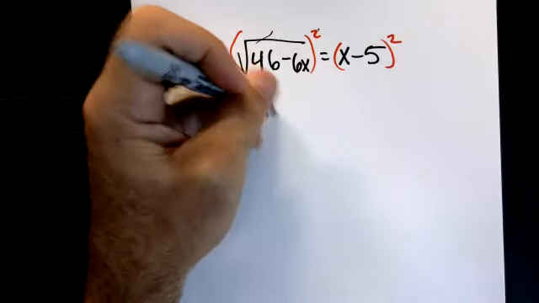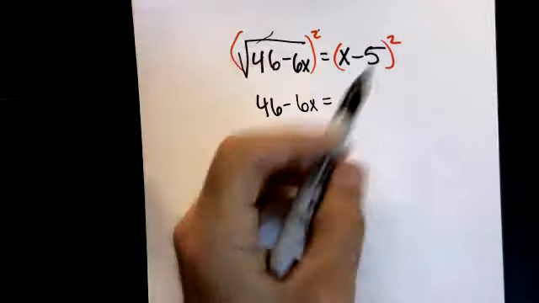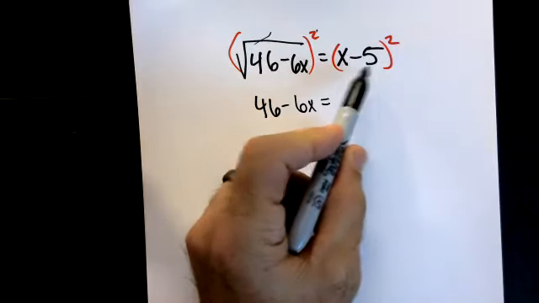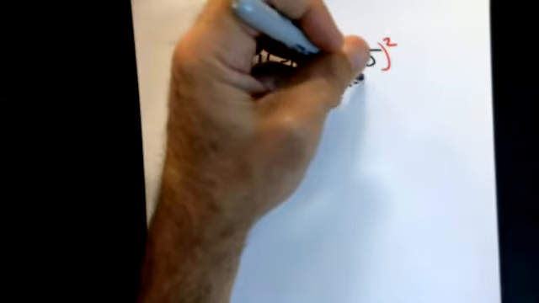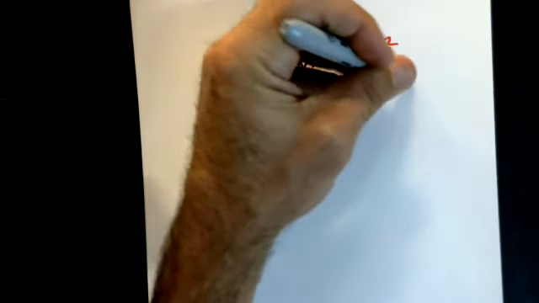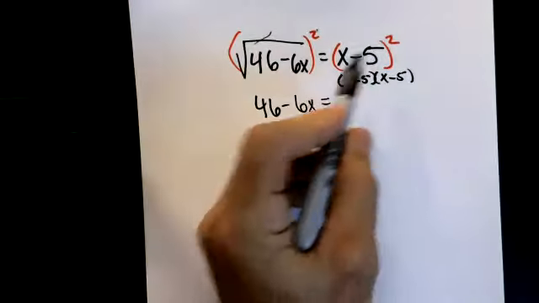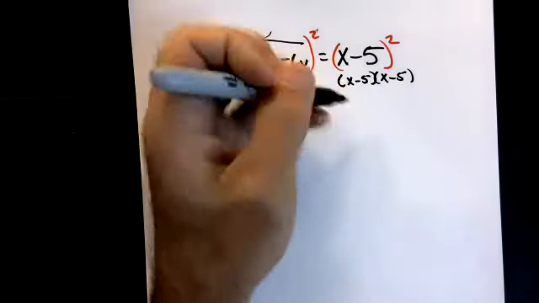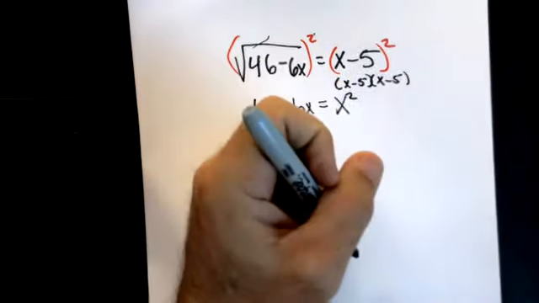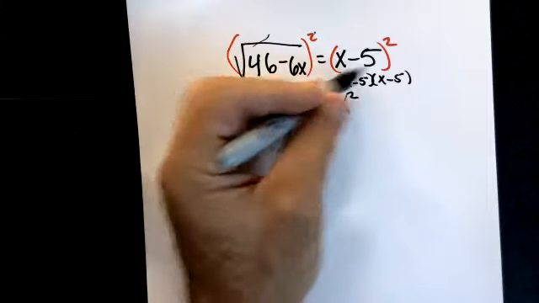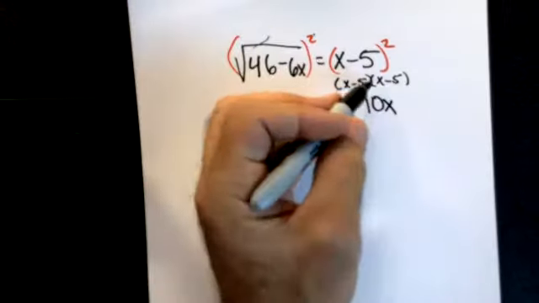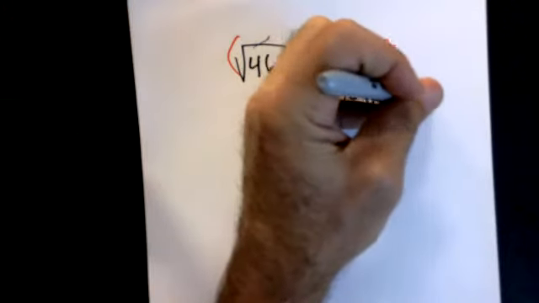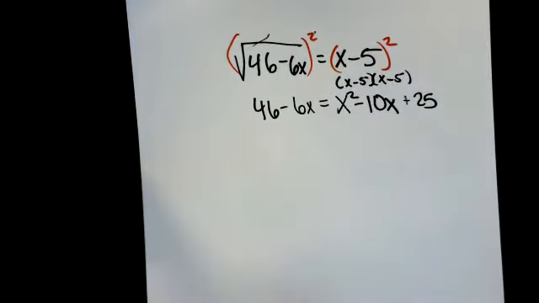So we get 46 minus 6x. However, remember, x minus 5. If we square this quantity, that means x minus 5 times itself. And then we've got to do that distribution. So x times x is x squared. Negative 5x and negative 5x is negative 10x. And negative 5 times negative 5 is positive 25.